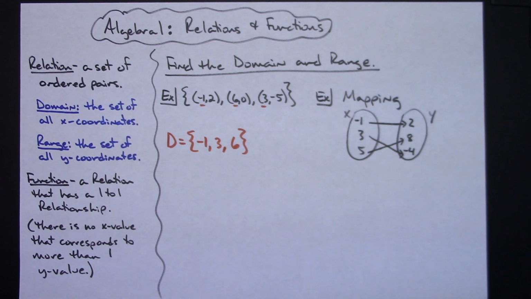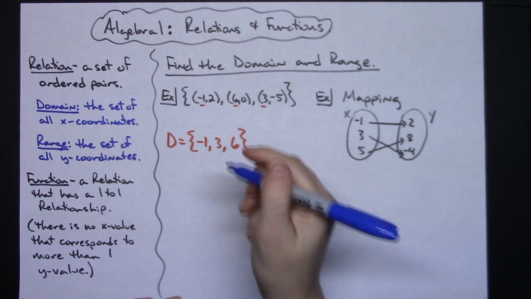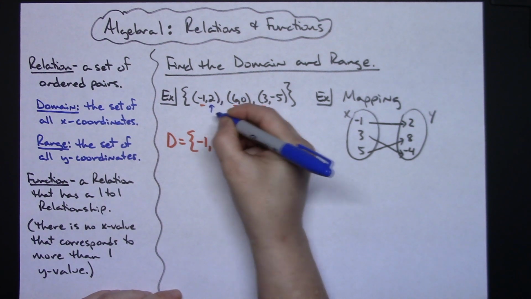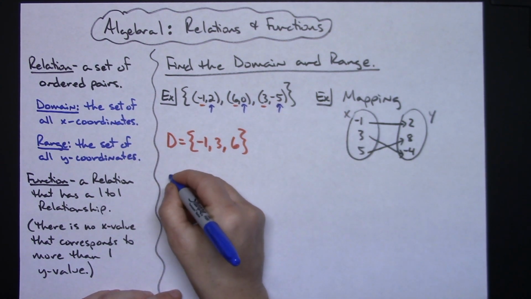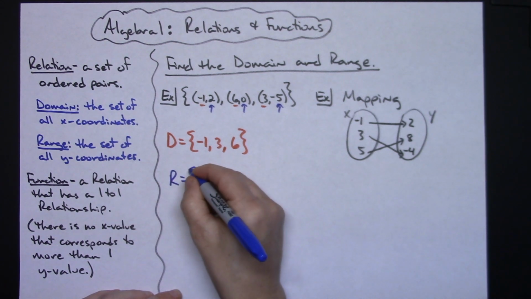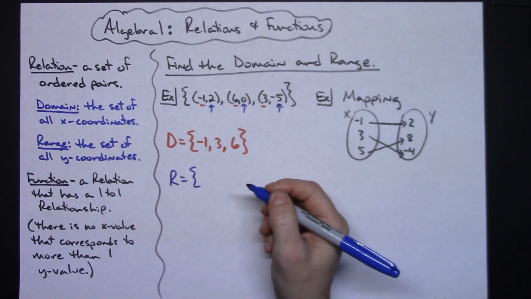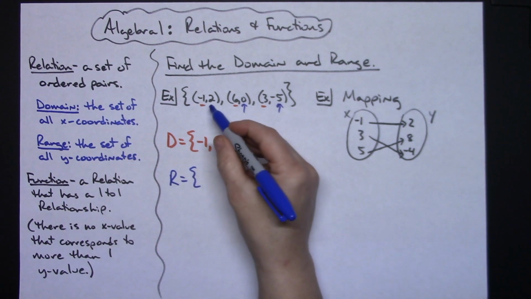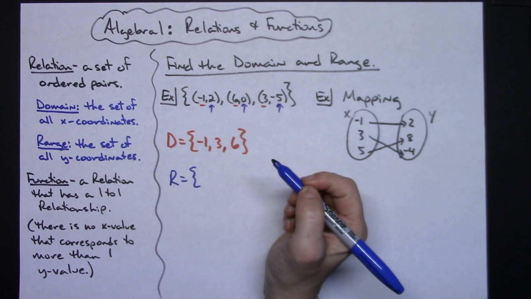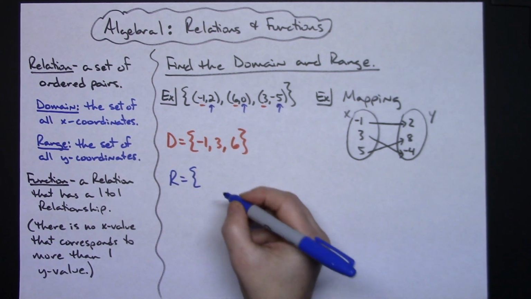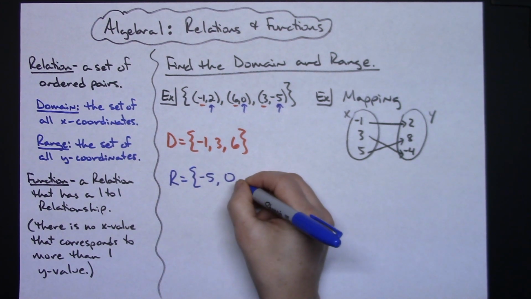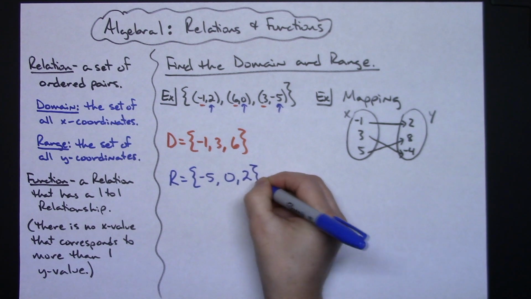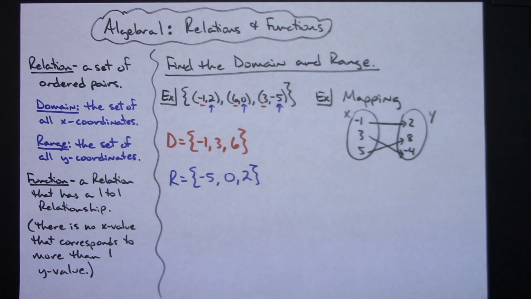Now let's take a look at the range. The range are the y coordinates. So identify those. Capital R for range, again putting our answer in set notation, and so I've got a 2 and a 0 and a -5. You're probably going to want to write those in order from least to greatest, so a -5 and then a 0 and then a 2. So, pretty easy there to identify domain and range.